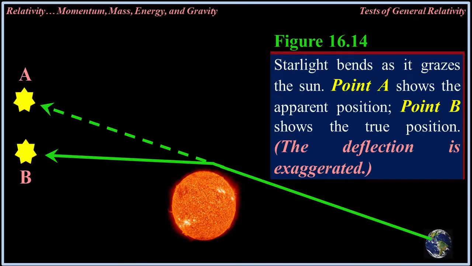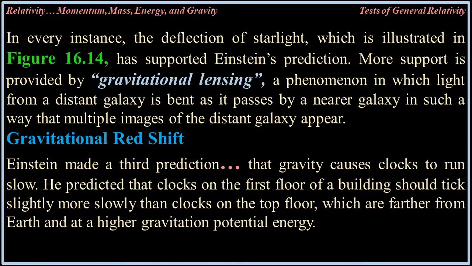In every instance, the deflection of starlight, which is illustrated in figure 16.14, has supported Einstein's prediction. More support is provided by gravitational lensing, a phenomenon in which light from a distant galaxy is bent as it passes by a nearer galaxy in such a way that multiple images of the distant galaxy appear.